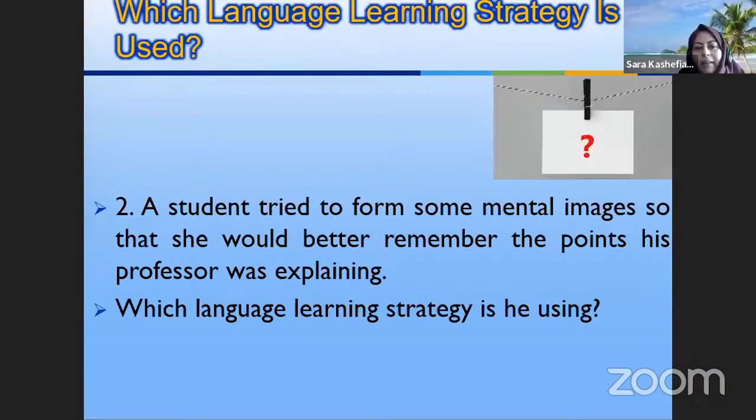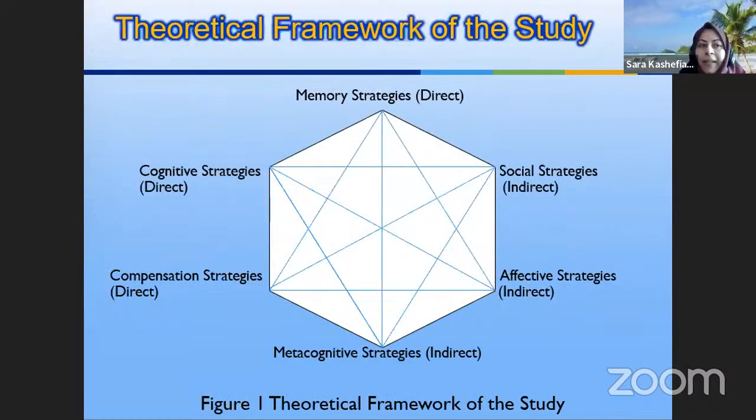Now, look at another one. A student tried to form some mental images so that she would better remember the main points his professor was explaining. So which language learning strategy is he using? Please write it in the chat box. Look at it: mental images, remembering. I give you a clue. It's memory, direct strategies. So which of these direct strategies?